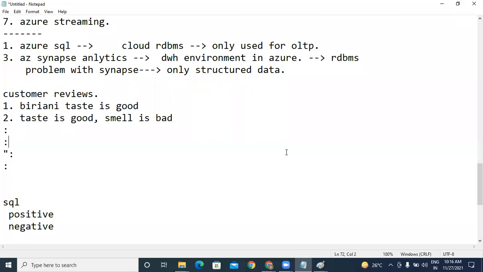Only 20 to 25 percent is structured, but the remaining 75% of data is unstructured. Suppose I am discussing with you, you are discussing with me, and our meeting is being recorded. What is the data shape of that recording? Structured or unstructured? Meeting recording: purely unstructured.